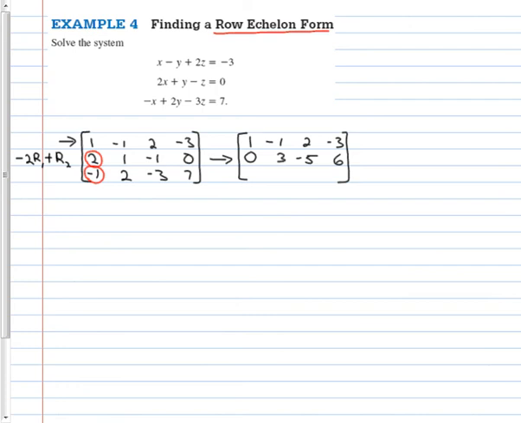Now I'm going to do this third row. We're going to get rid of that -1. What will we need to do with the first row to go down and get rid of it? Just add it. Row 1 plus row 3. That's all we're going to do. So 1 plus -1, 0. -1 plus 2, 1. 2 minus 3, -1. -3 and 7, 4. Now notice, the first row is all done.